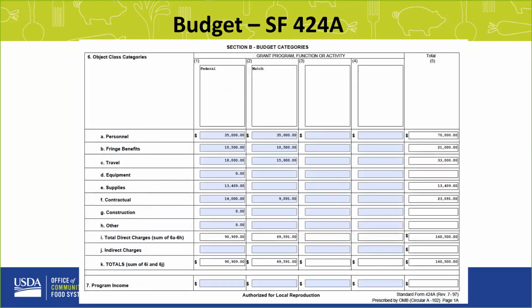The second page of the SF-424A is where you'll provide a breakdown of the federal amount requested and non-federal match by category. The categories are personnel, benefits, travel, equipment, supplies, contractual, and other. There's a line for construction, but it's not allowed as an expense through this grant program. These will be totaled as direct charges, and applicants may choose to apply an indirect rate.